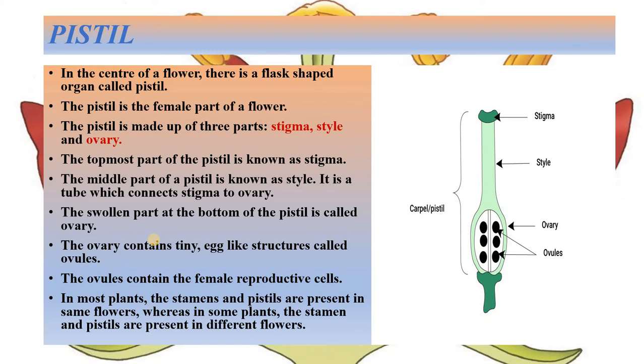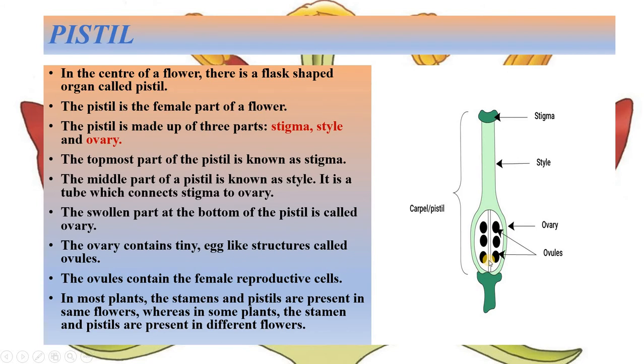Now, in the center of a flower, there is a flask-shaped organ. That is called the pistil. This is actually the structure of a pistil. Here you see, this is almost a flask-shaped organ, conical flask shape, more or less like the round bottom flask you will use in the laboratory later on. So it looks like a flask, and this is present at the center of a flower. This part is known as the pistil.